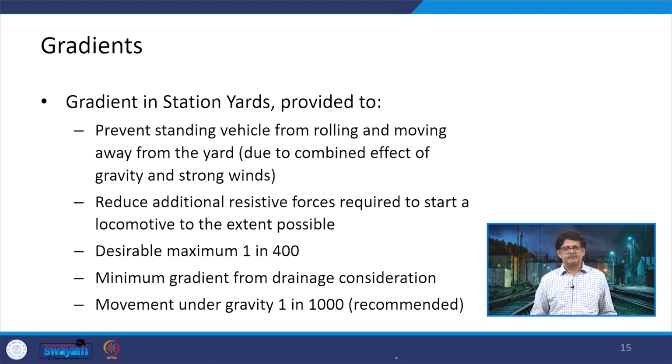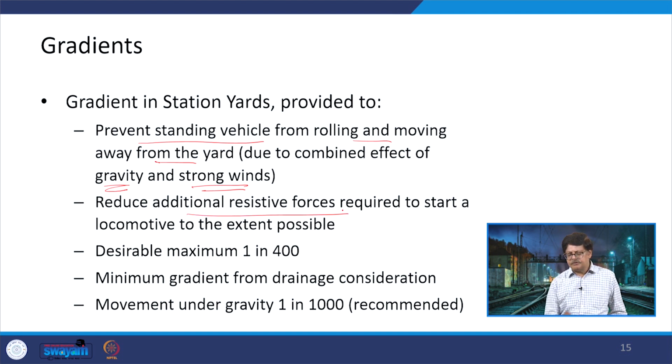In the case of station yards, the requirements for the gradient are very different. There will be sorting of the wagons, creating a train and dispatching it, or receiving trains. So, what we try to do is prevent standing vehicles from rolling and moving away from the yard. It should not happen that the gradient is provided in such a manner that, by virtue of their weight components acting in that direction, the vehicle, the train or the wagons start moving. This may happen because of gravity, and it can also happen in an open area, where strong winds can induce a force and make them start moving.